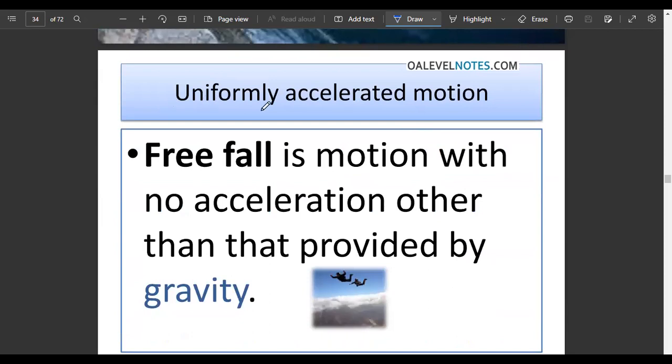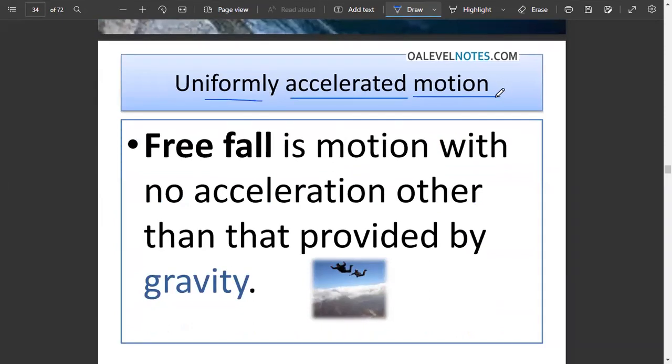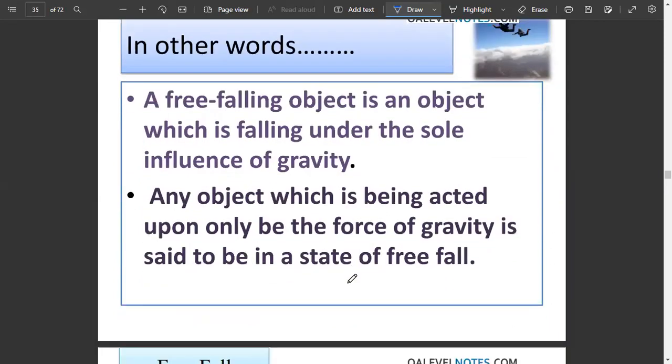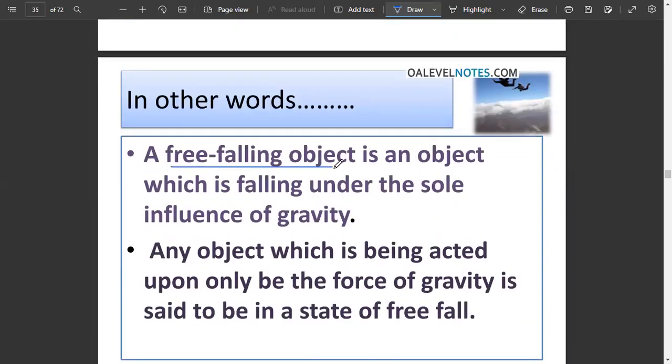A uniformly accelerated motion. Just look at these three words. It's uniform, but it is accelerated, and you're moving. So free fall is a motion with no acceleration other than that provided by gravity. The acceleration doesn't increase. It remains 10, or to be more specific in A levels, 9.81 meter per second squared. In other words, a free falling object is an object which is falling under the sole influence of gravity.